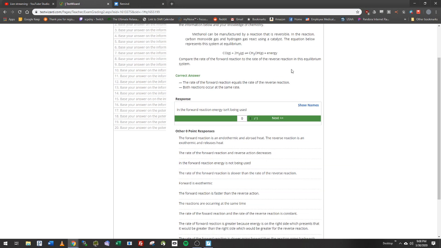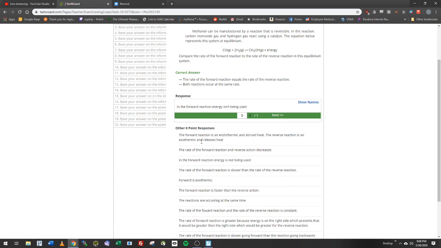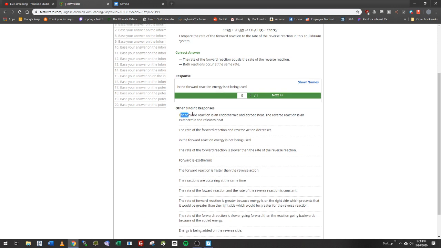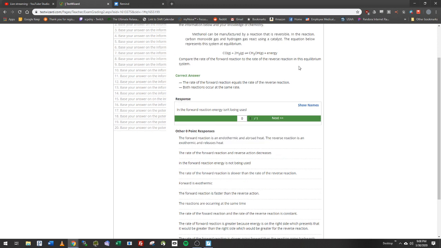They want to know why this is an equilibrium in terms of rate. And I'm looking at things here like the forward reaction is endothermic, the reverse reaction is exo. That has nothing to do with the fact that it's in equilibrium. Those are true statements, but not what they are asking you. And the forward reaction is endo. Actually, the forward reaction here is exo.